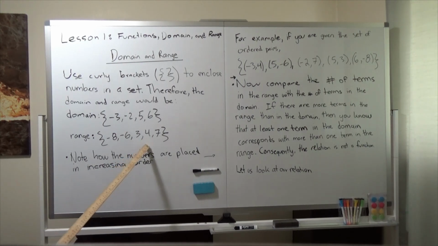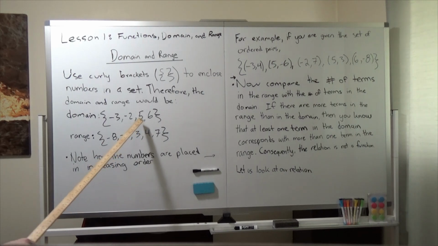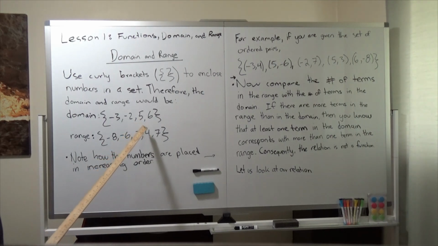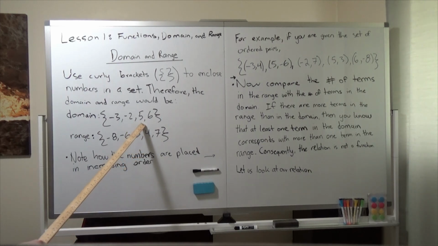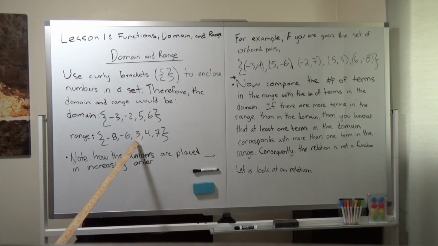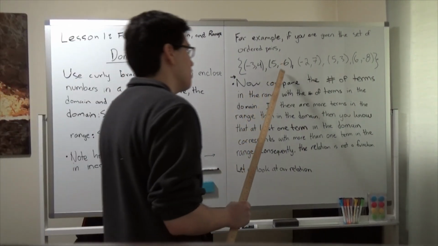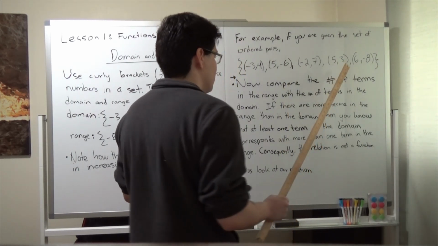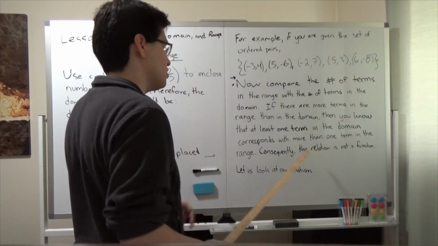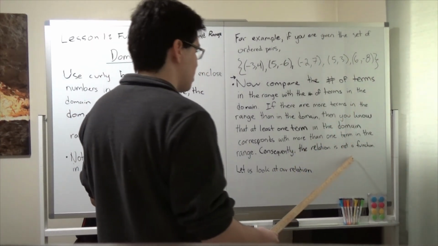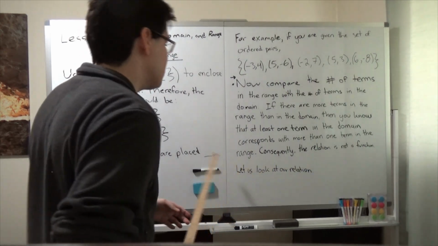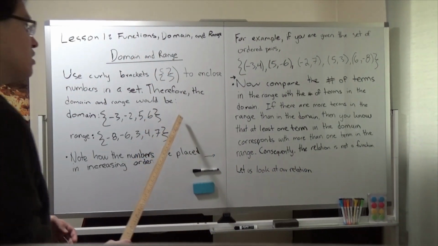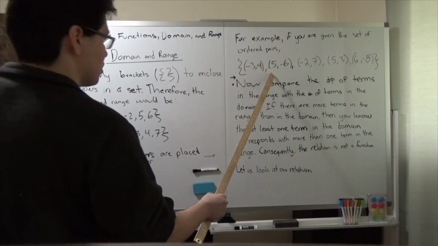And if we remember which term that is, it's 5. Because there are 2 5s and they each correspond to a different term in the range. So at least 1 term in the domain, 5, corresponds with more than 1 term in the range. And as you can see here, 5 corresponds with negative 6 and it also corresponds with 3. So it corresponds with 2 terms in the range. Consequently, the relation is not a function. So this is not a function.